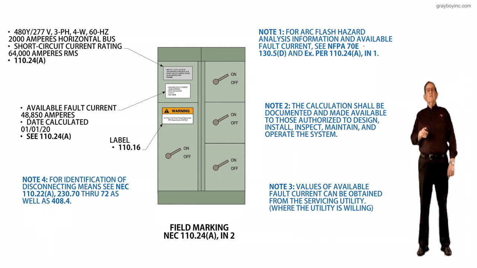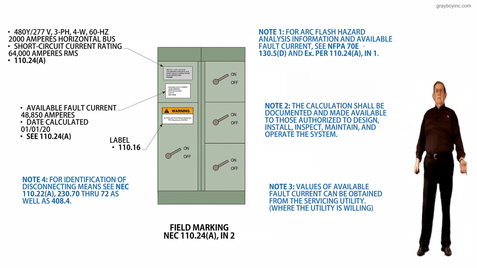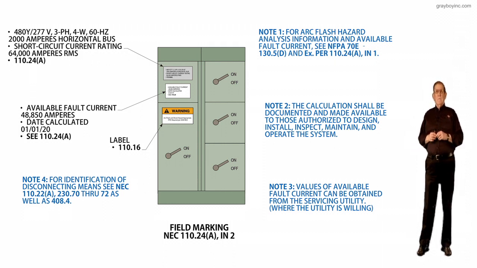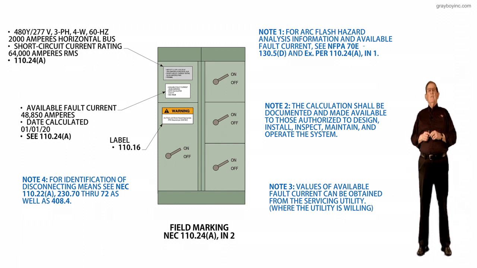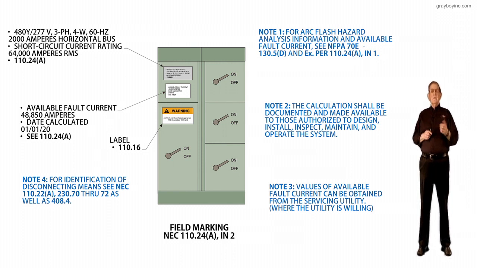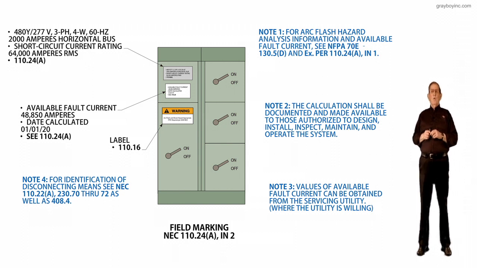Short circuit rating is 64,000 amps per 110.24(A). Now, the utility said that's what it is, or we figured it from their point of delivery, the engineer has to that point. Second, the available short circuit current is 48,850 amps. And the date this was calculated was the 1st of the 1st of 20. Again, 110.24(A) requiring this. Third, we want to review, in my opinion, the informational notes 1 and 2 to 110.24(A) for the requirements we're fixing to go over in the notes.